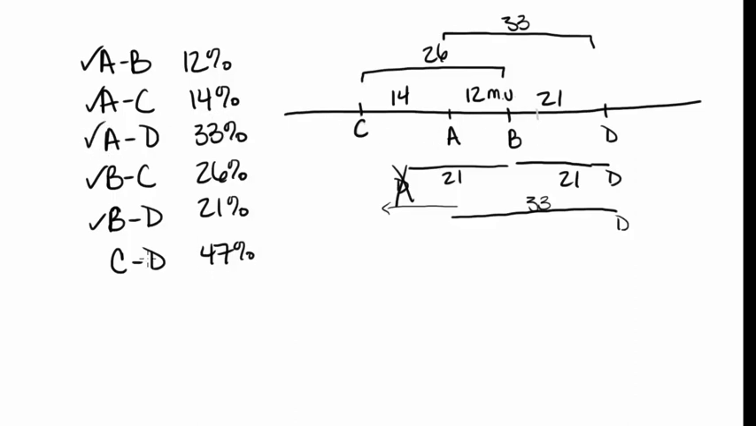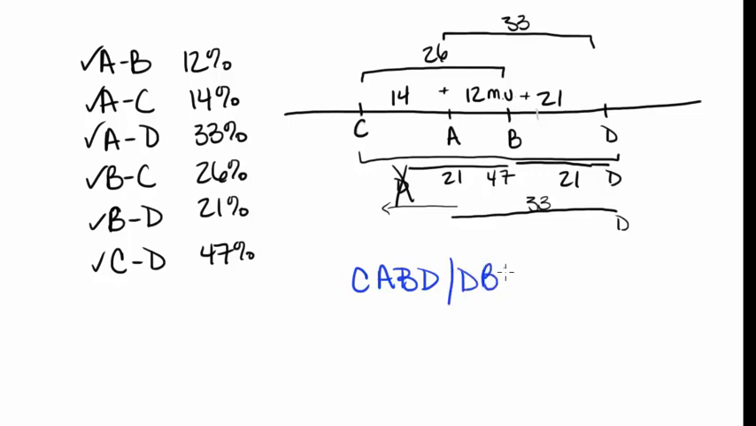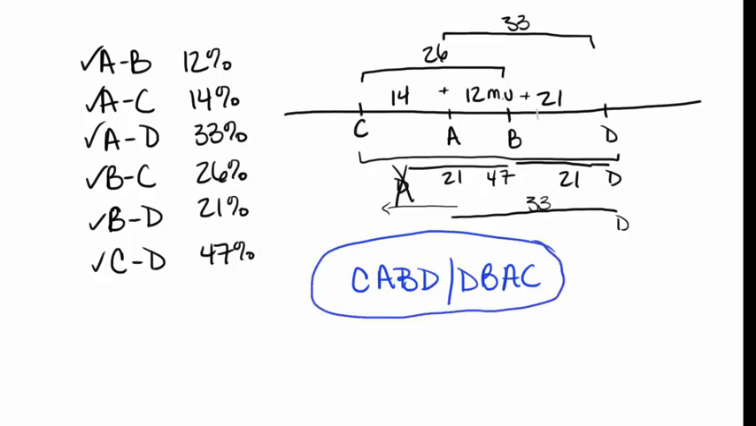And then all I have to do is check this last piece of information, that C and D are actually 47 apart from each other. So if I wanted to check that, I could just add together the 14 plus the 12 plus the 21 and make sure that that total distance is going to give me the 47 that I'm looking for between C and D. We figured out the order of the genes on the chromosome, which would be C, A, B, D, or we could write it in the other order and it would be exactly the same. So that would give us our answer for this one.